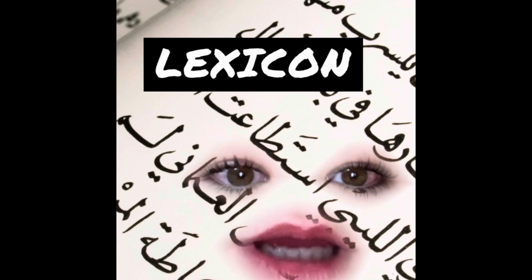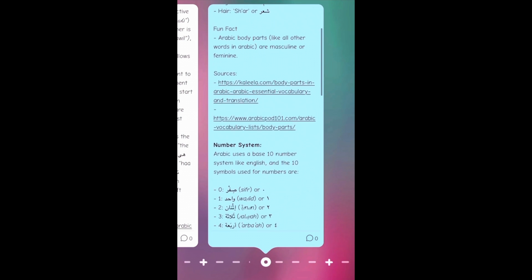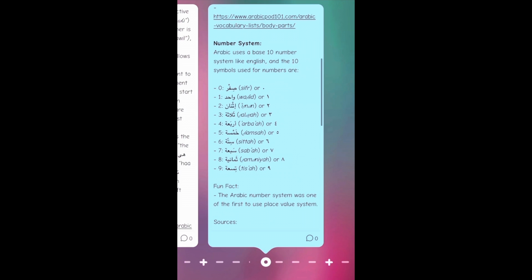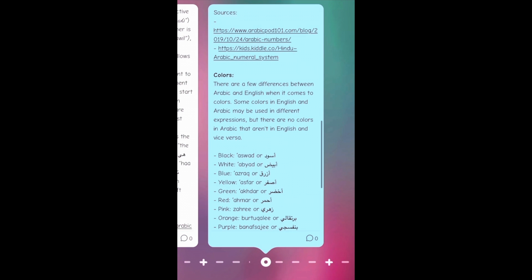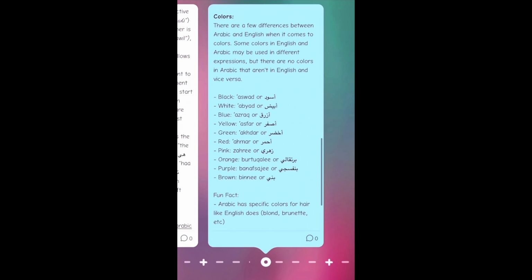And last but not least, we'll cover the most exciting part of the Arabic language, lexicon. Here is a short list of some body parts in Arabic. Also, make sure you remember that like other nouns in Arabic, all of these words are either masculine or feminine. Next, we'll look at a list of the basic numbers in Arabic. Fun fact, the Arabic numeral system was the base structure for most European numeral systems because Arabic was the first language to have one. Lastly, here are some colors in Arabic. Fun fact, Arabic also has specific words for hair color like blonde or brunette.